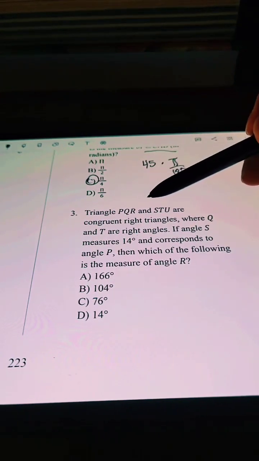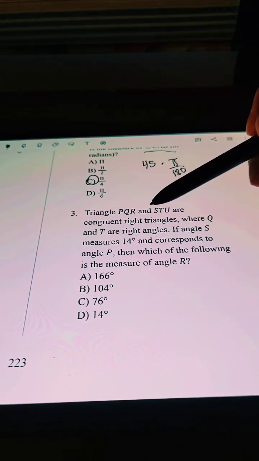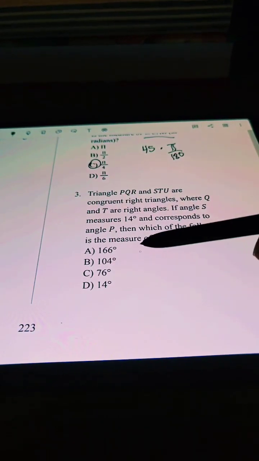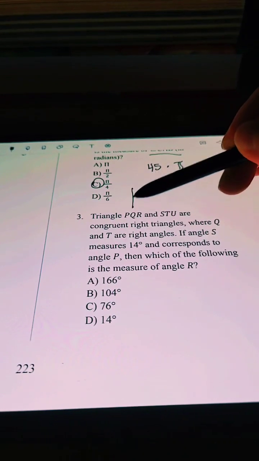So let's go to number 3. Triangle PQR and STU are congruent right triangles where Q and T are right angles. So right away, I'm going to draw this situation. So I'm going to actually draw it up here.